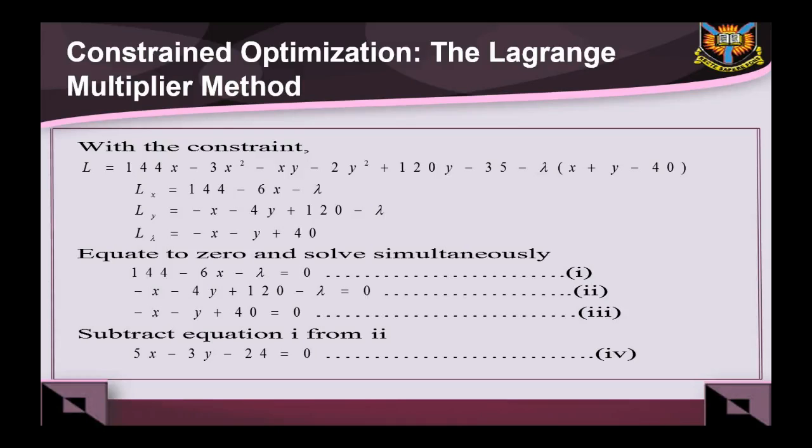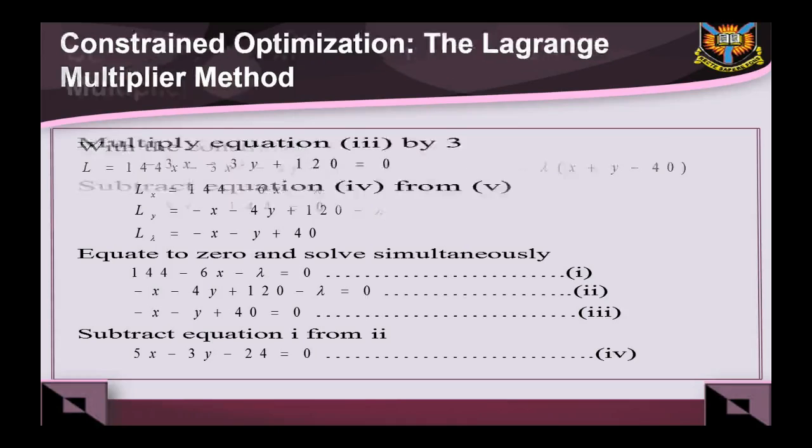144 minus 6x minus lambda equals 0, which is equation 1. Minus x minus 4y plus 120 minus lambda equals 0, which is equation 2. Minus x minus y plus 40 equals 0, which is equation 3. Subtract equation 1 from 2. 5x minus 3y minus 24 equals 0, which is equation 4.